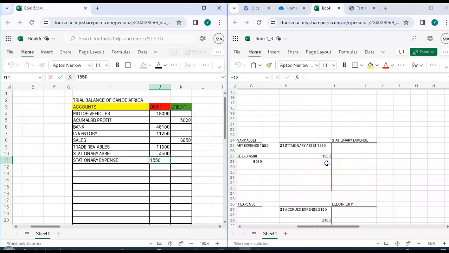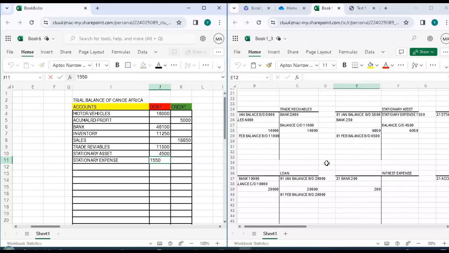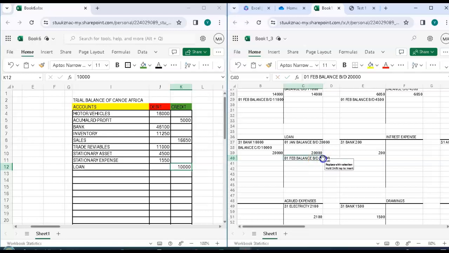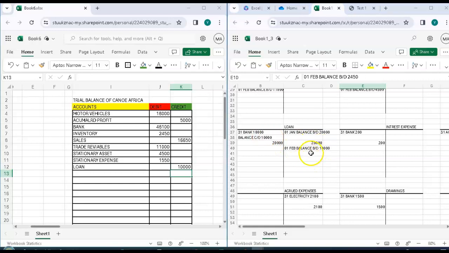1,550. Now the next one, we go down, it's loan. Loan increases on the credit side. So loan is 20,000. Sorry, it's supposed to be 10,000. Okay, so I made an error over here, so it'll be 10,000, but it's fine, correct it. Okay, so loan, the balance is 10,000 on the credit side, we got that.